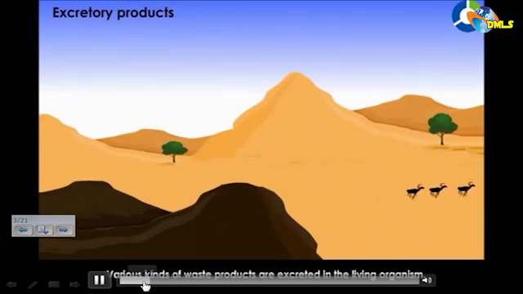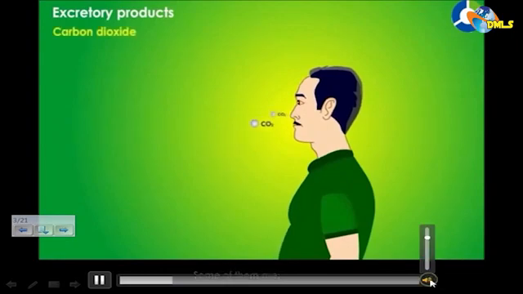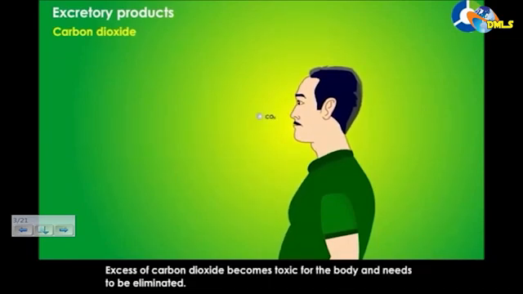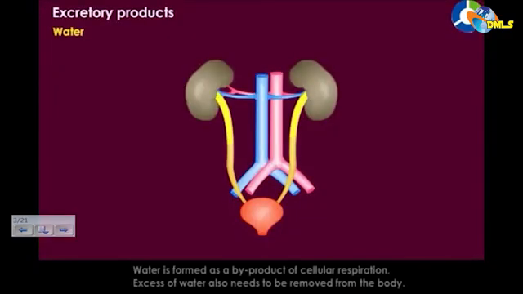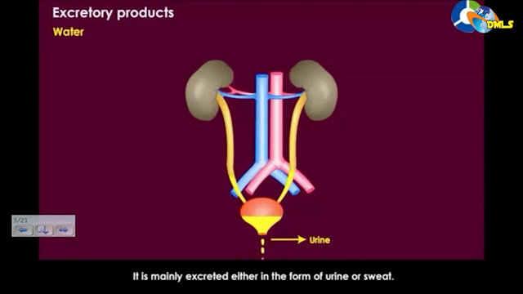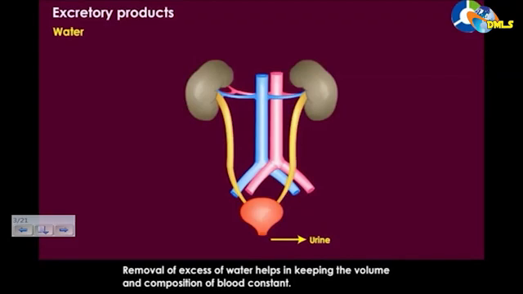Various kinds of waste products are excreted in the living organism. Some of them are carbon dioxide. Oxidation of glucose leads to the production of carbon dioxide and water. Excess of carbon dioxide becomes toxic for the body and needs to be eliminated. Water. Water is formed as a byproduct of cellular respiration. Excess of water also needs to be removed from the body. It is mainly excreted either in the form of urine or sweat. Removal of excess water helps in keeping the volume and composition of blood constant.